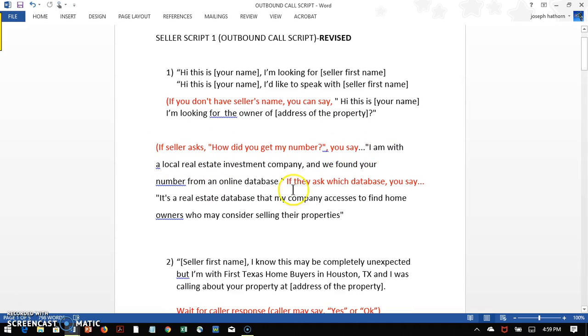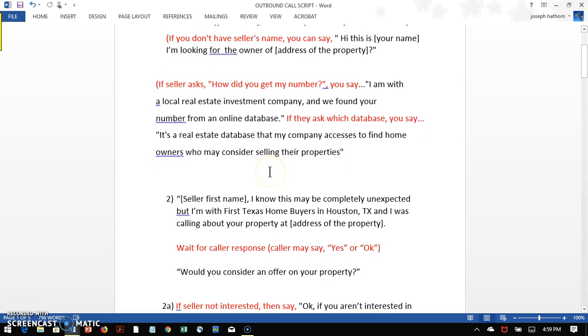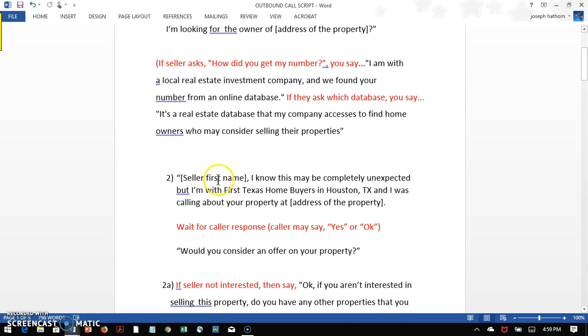If the seller asks, how did you get my number? Now this is going to be similar to the previous script. So you'll say, I'm with a local real estate investment company, and we found your number from an online database. If they ask which database, you say, it's a real estate database that my company accesses to find homeowners who may consider selling their property. So that part hasn't changed. So that's the same.